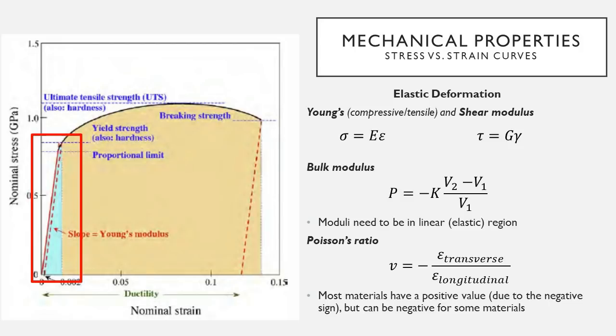And the steeper it is, the stronger that material is, for lack of a better word. So I want you to think of this linear region as just simple y equals mx plus b lines. In this case, b is 0. There's a 0 intercept in this case. Y being the stress, x being the strain, and then the modulus as the slope, m.